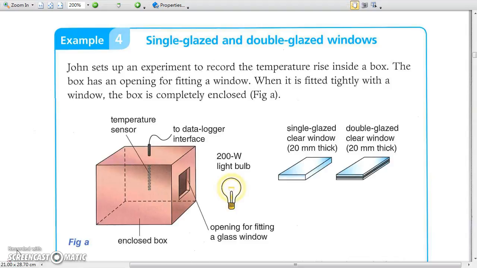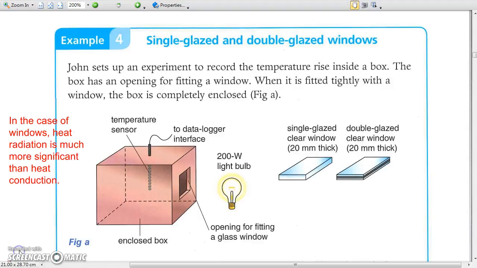This example illustrates an experiment to measure heat transfer through the envelope of a building. In such case, there is heat transfer by conduction through the wall. And for the windows, there are both heat conduction and radiation. And the latter often contributes a larger portion.